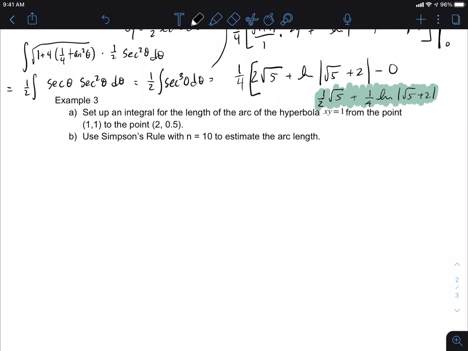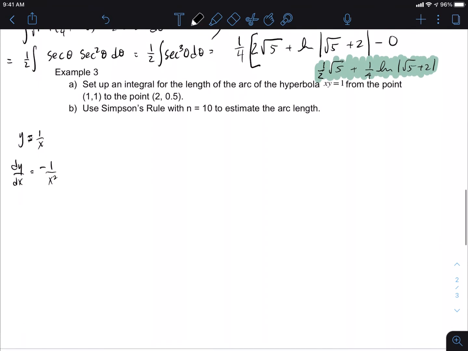So let's just solve for y because it's what we're used to doing. So y is equal to 1 over x. When I take the derivative, I'm going to get dy/dx equal to negative 1 over x squared, correct? And then to set it up, since we're doing it with respect to x, the integral would have gone from 0 to what? Oops, not from 0. From what to what? 1 to point, wait.